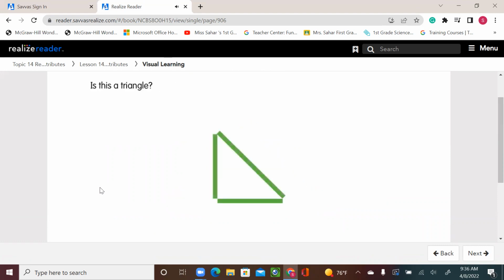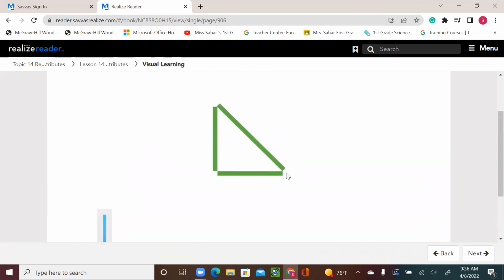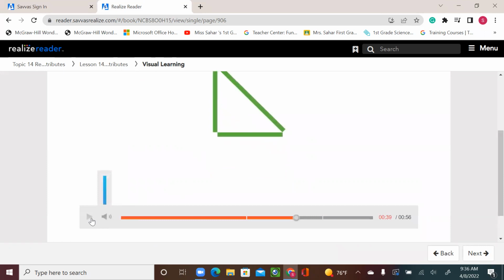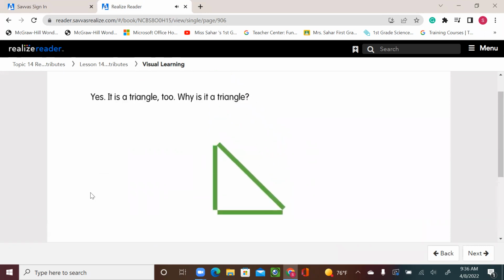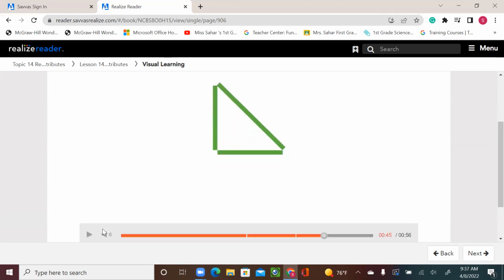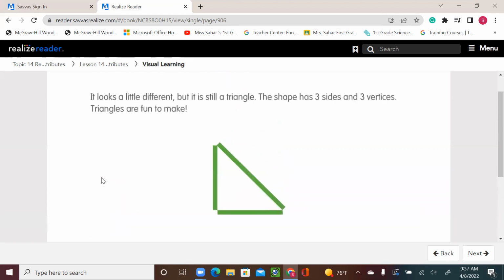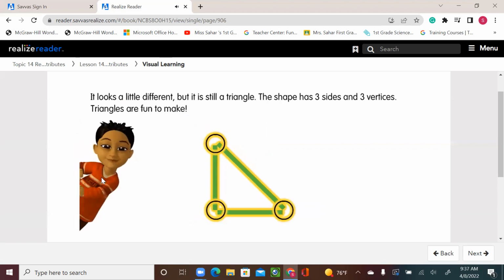Is this a triangle? Yes, it has 3 sides and it has 3 vertices. Yes, it is a triangle too. Why is it a triangle? Because it has 3 sides and 3 vertices. It looks a little different, but it is still a triangle. The shape has 3 sides and 3 vertices. Triangles are fun to make.